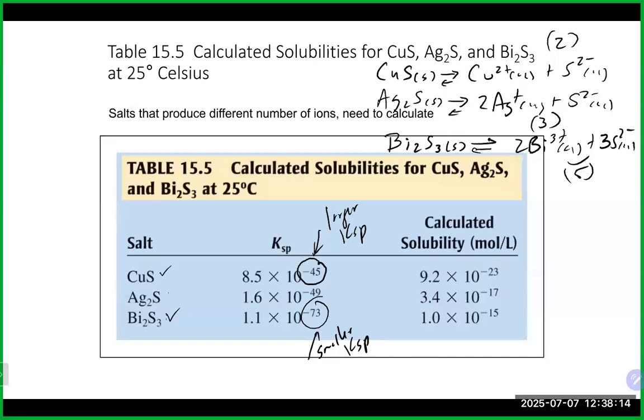When you actually do the calculation like we just did with the ice table, this is the solubility that you actually get for each of these. And what you see in this case is it's actually opposite. It is our bismuth that has the larger solubility, and it is our copper 2 that has the lower solubility.